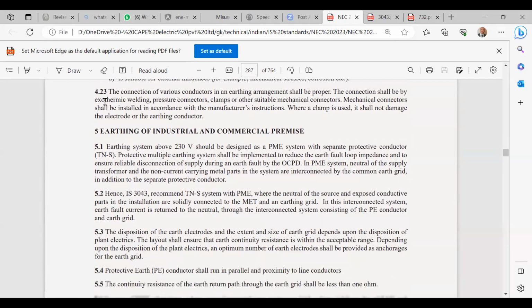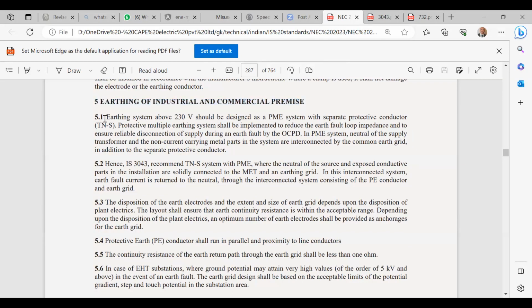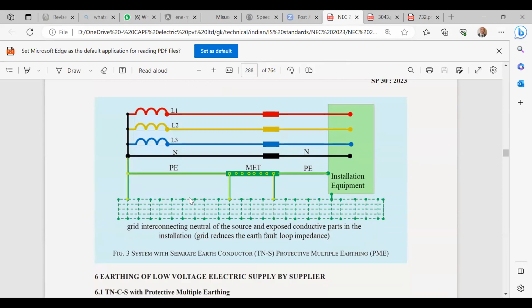Then it goes to earthing of industrial and commercial premises. Only some selected wordings or sentences from IS 3043 are included here. Finally, the picture will be something like this. You have the transformer neutral, which is connected to an MET or to a PE conductor. So for the installation equipment, you have an additional earth grid. Basically, this is how it has to be made for the industrial system. The neutral of the system has to be connected to a metallic bus bar, and that bus bar has to extend up to the installation. All over the installation, that particular bus bar should run.